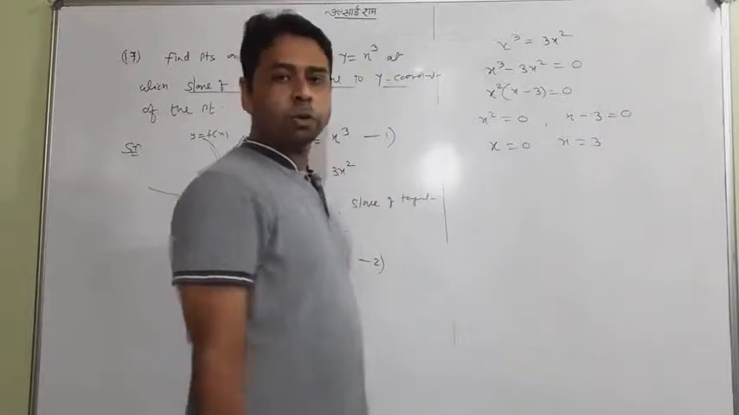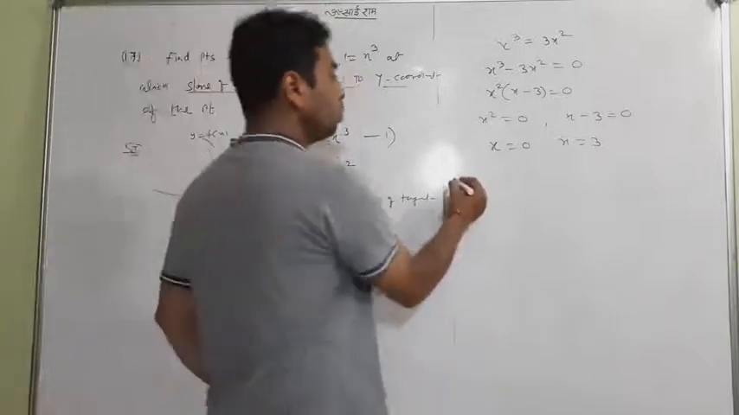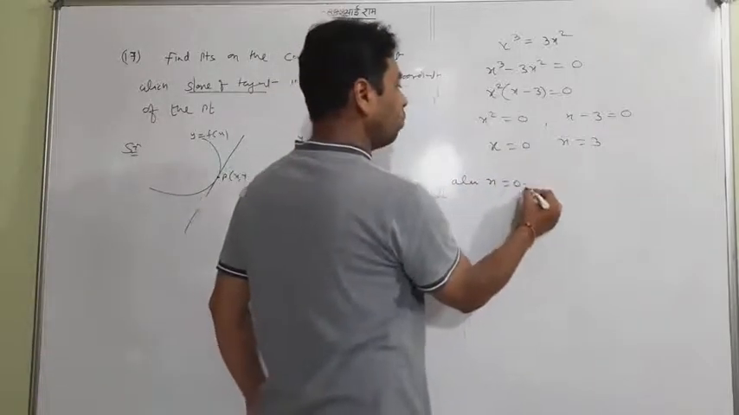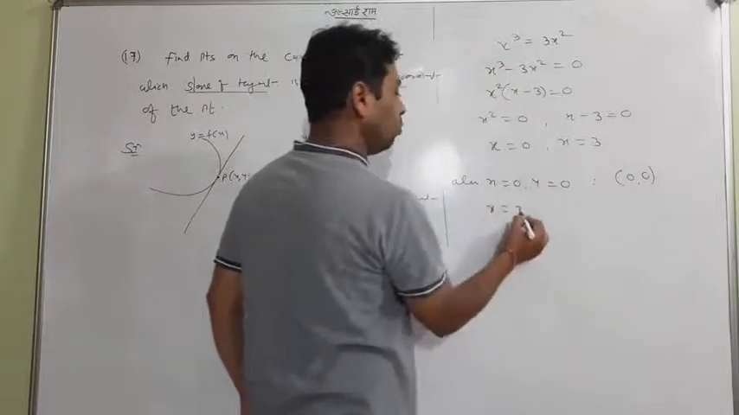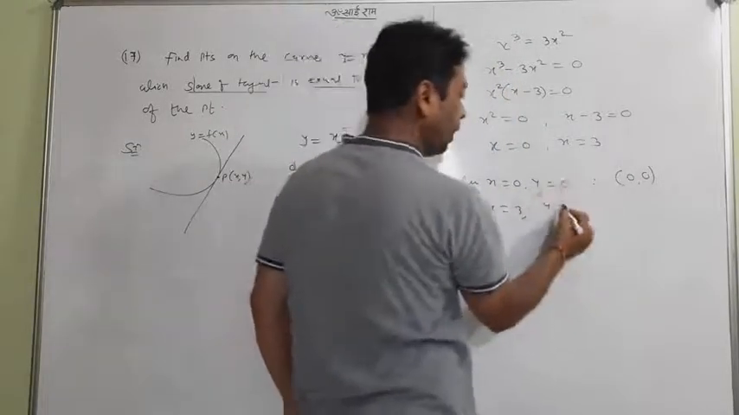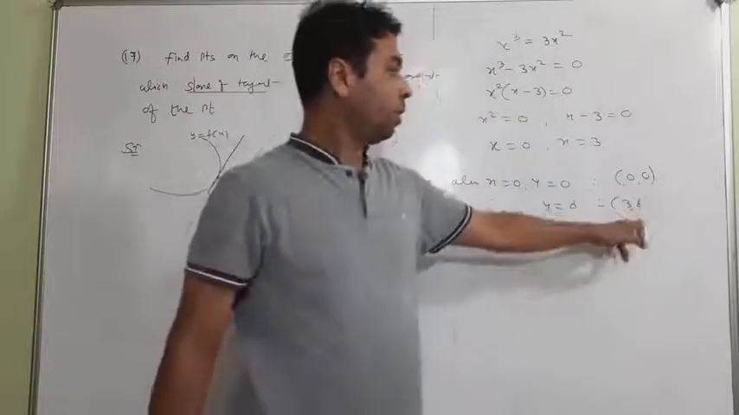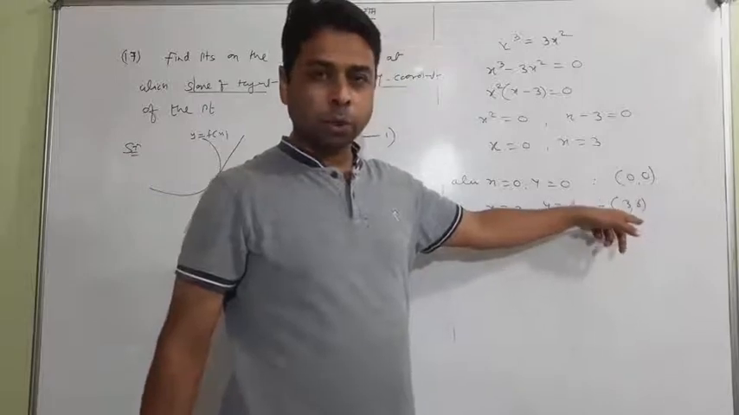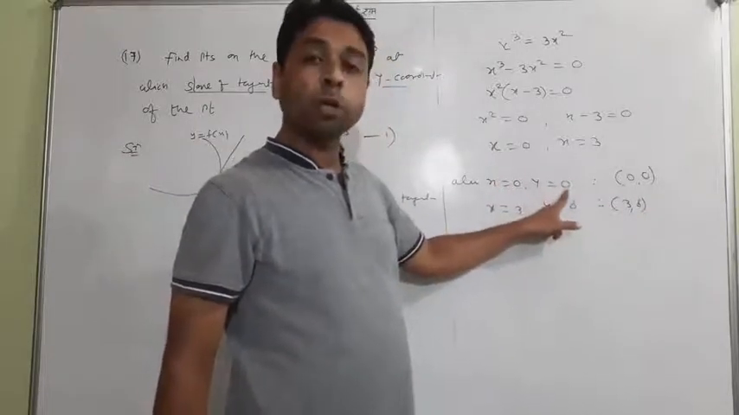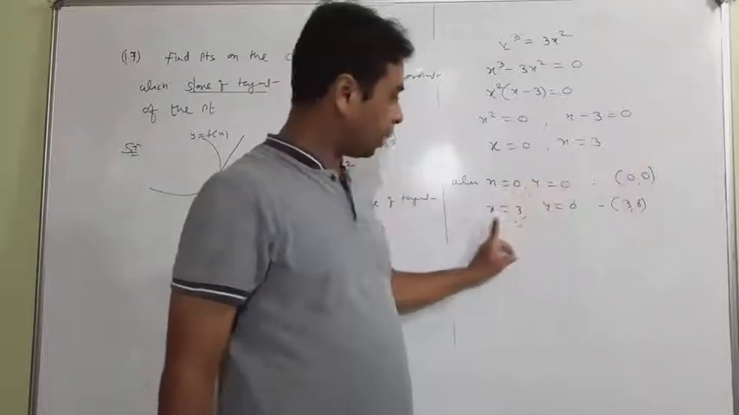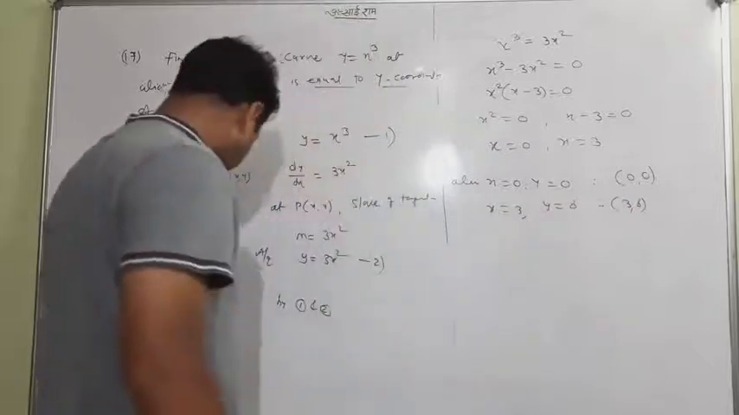So definitely what to do? As in the last question we did, when x equal to 0, y is also 0. So the first point is (0, 0). When x equal to 3, y equal to 27. So we have the point of contact (3, 27). This is the answer. I have written it very briefly, but you just have to explain a little bit: when x equal to 0, y equal to 0, the first point of contact will be (0, 0), and same as this one, the second point of contact will be (3, 8). So this is the solution.